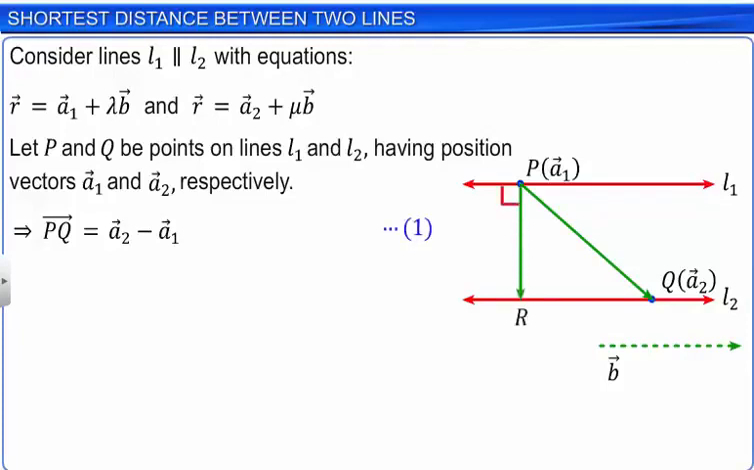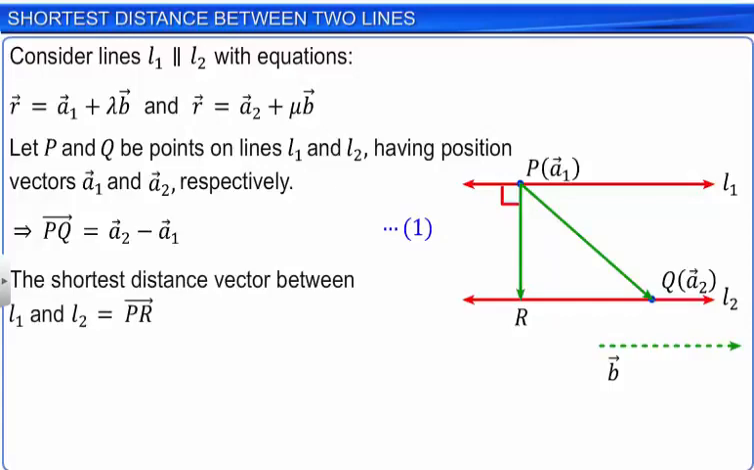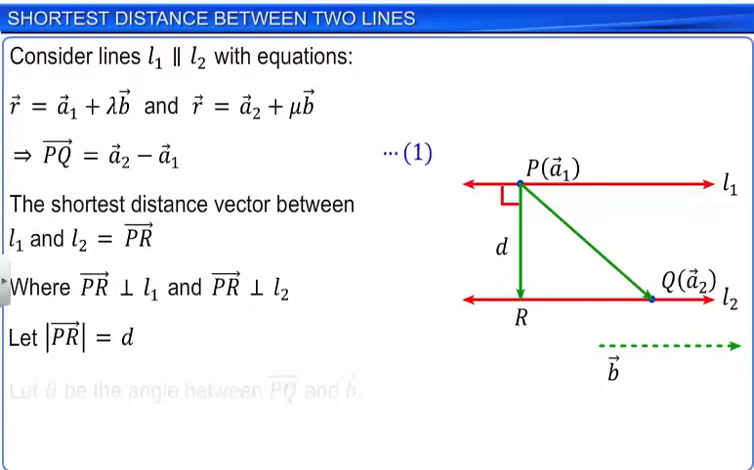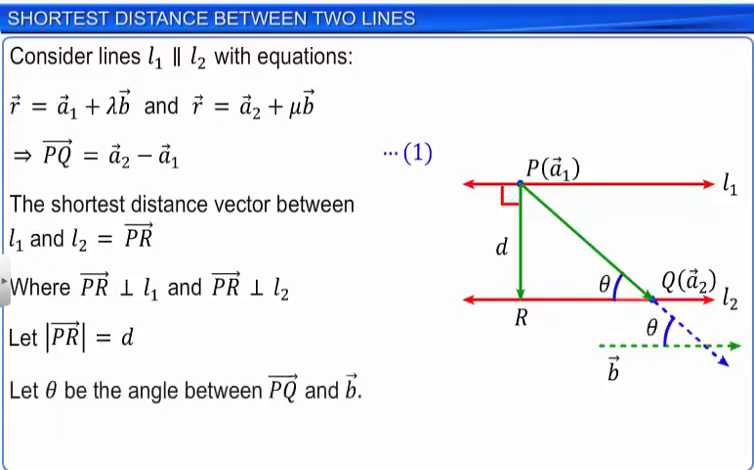Draw a perpendicular from point P on line L1 that meets line L2 at R. Now, vector PR represents the shortest distance vector between lines L1 and L2. Magnitude D of vector PR is the shortest distance between the lines L1 and L2. Let theta be the angle between vectors PQ and vector B that is parallel to both lines L1 and L2. Thus, by formula, the cross product of vector B and vector PQ is represented by equation 2.